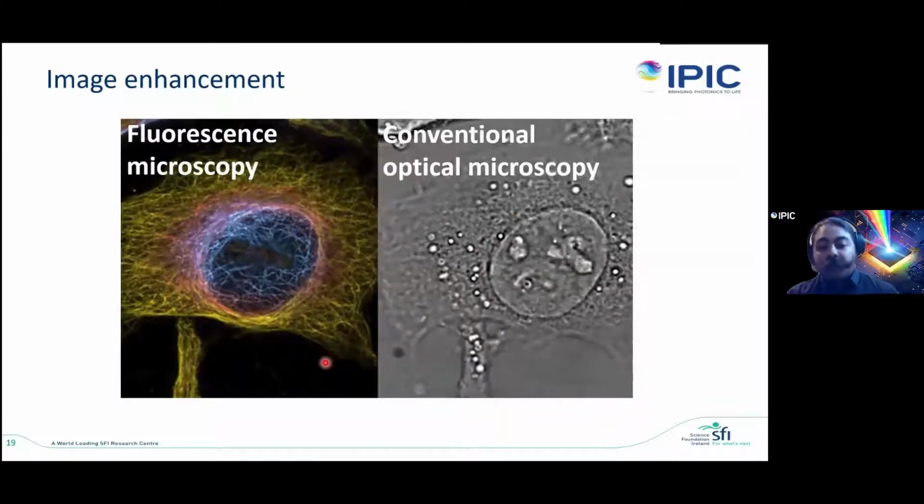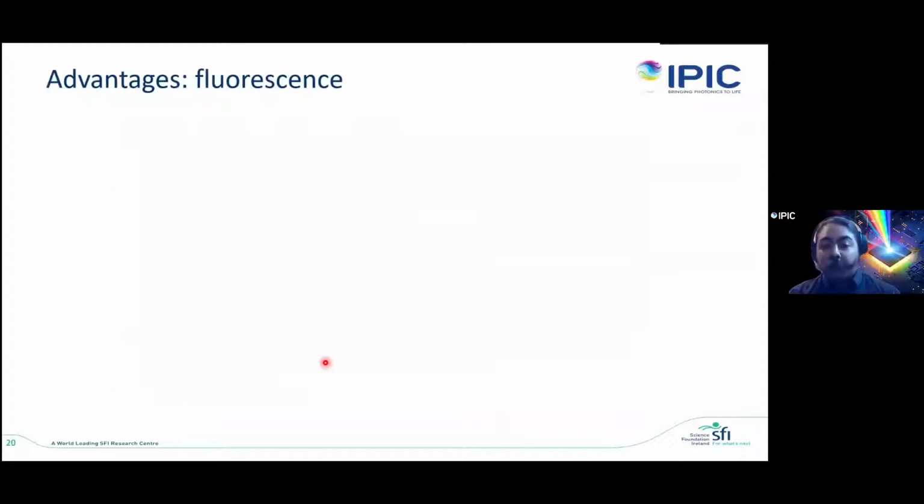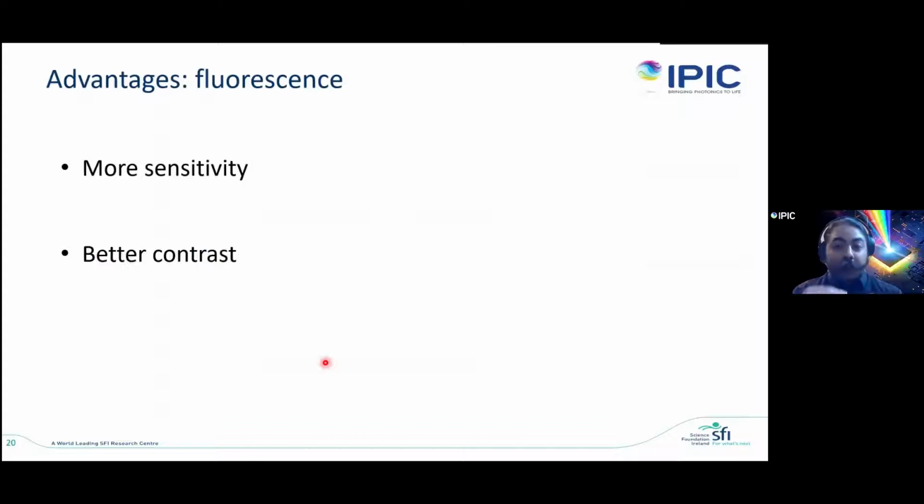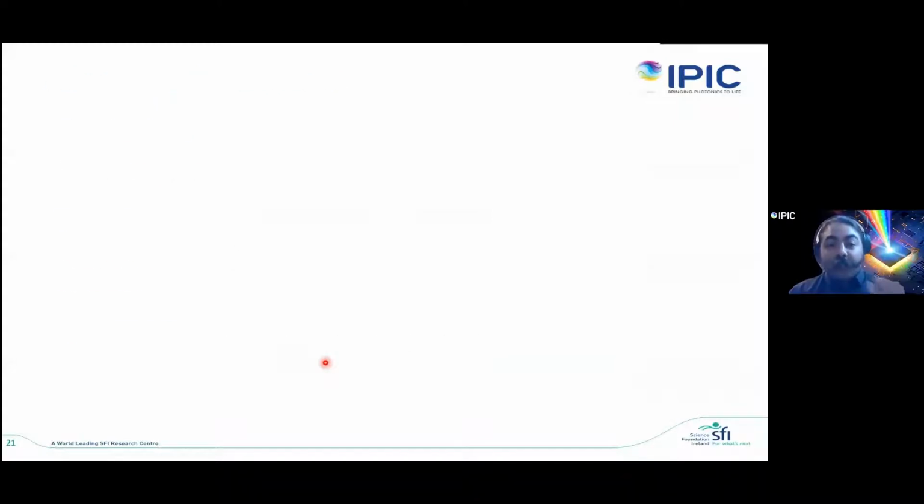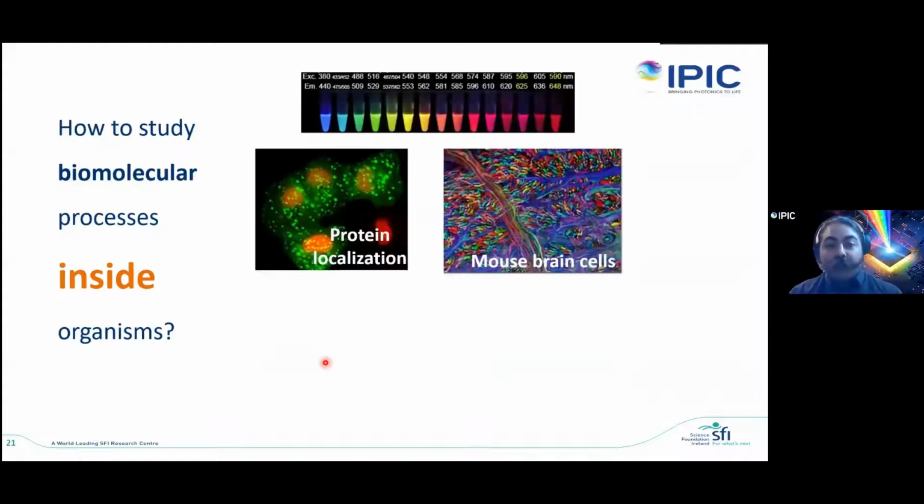And this enhancement is actually due to several advantages of fluorescence. Usually we have more sensitivity, so we can detect smaller changes. We have more contrast. Usually in fluorescence, we try to have measurements where we don't have background light. And we also can label multiple cellular structures at a time, so that we can see several processes in parallel. And to label these structures, we can use fluorescent dyes at different colors.